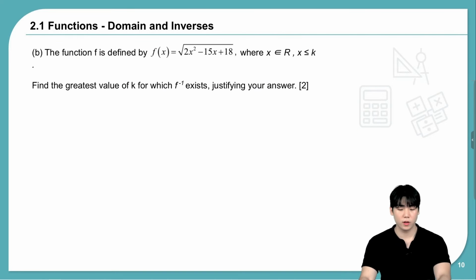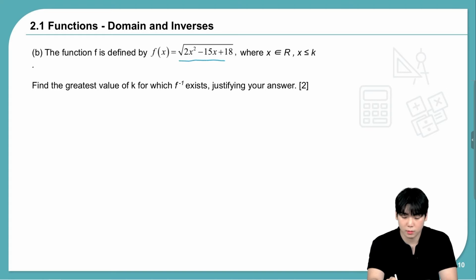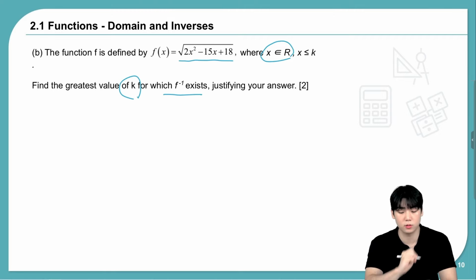Okay. Moving on to part B. We're given the function f of x, blah, blah, blah, blah. This is the one that we just factorized. x is a real number, and x is less than or equal to k. And we want to find the greatest value of k for which f inverse exists.